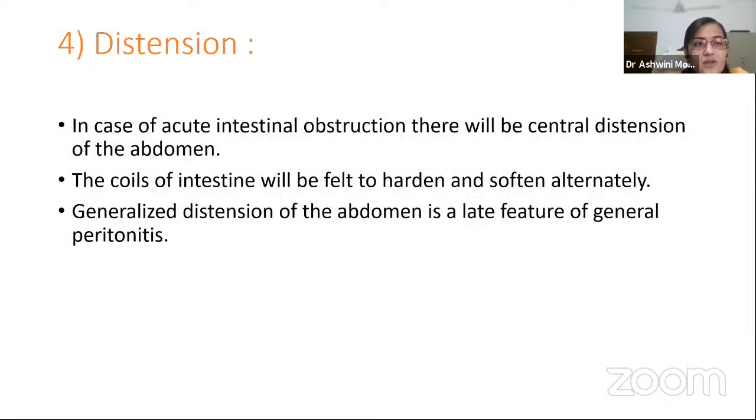After these four signs, we will move on to distension. The distension we see on the contour of the abdomen. A patient with acute intestinal obstruction or a chronic case of constipation might have some distension developed. In the case of small intestinal obstruction, there will be central distension. In the large intestine, coils of intestine will be seen more on the periphery. Central distension will be there, but peripheral bowel must also be seen. Generalized distension of the abdomen is also a late feature in generalized peritonitis.